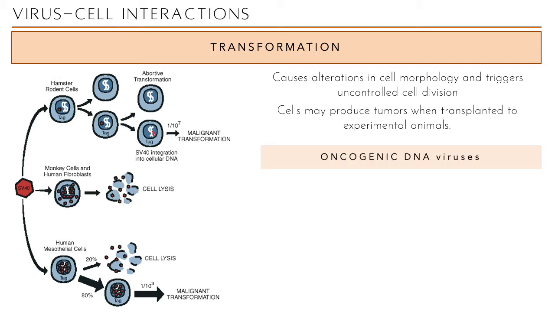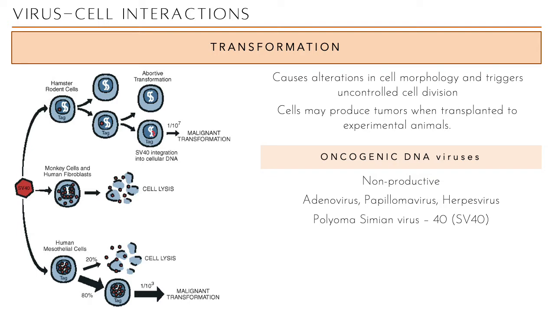So we have oncogenic DNA viruses. They're usually non-productive, meaning they are not producing more progeny virus, but rather they are causing the cells to change. That is part of their pathology. Adenoviruses would be an example, papillomaviruses, herpes viruses. The polyoma SV40 is the classic example of this and has been replicated multiple times in the laboratory, can cause multiple kinds of cancers in rodents.